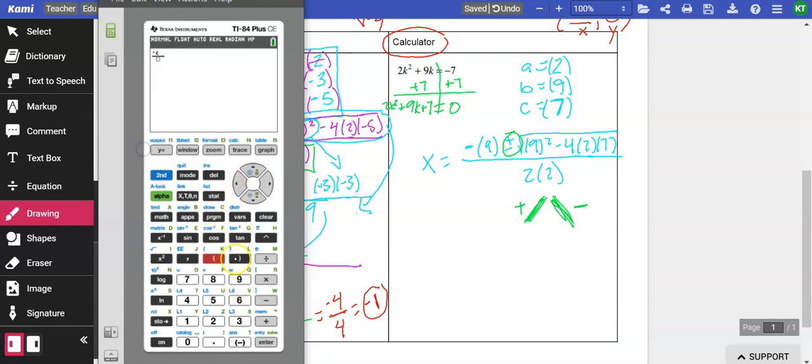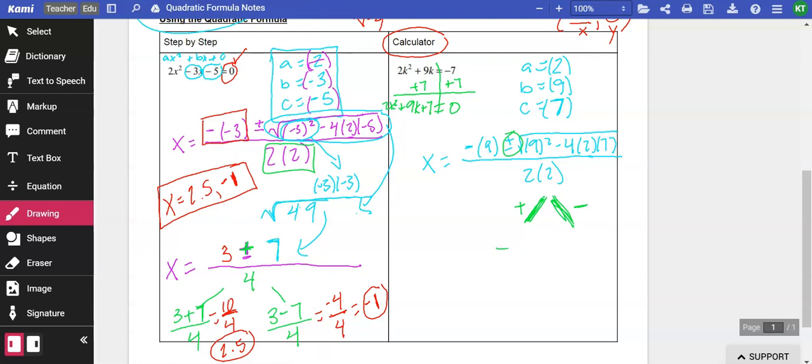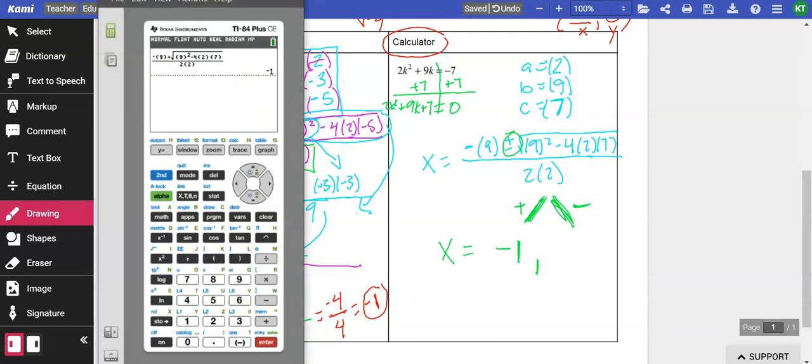-9 plus, I'm going to start with the plus, square root is the second button, and then x squared. We have 9 squared minus 4ac all over 2 times 2. Make sure it matches your equation that you have written out. Press enter, and we get -1. So one of our answers is -1. X equals -1, comma.